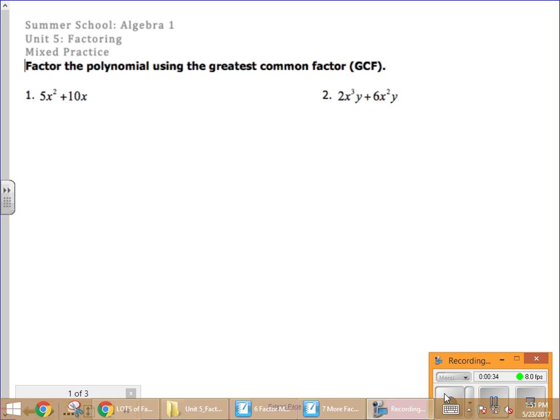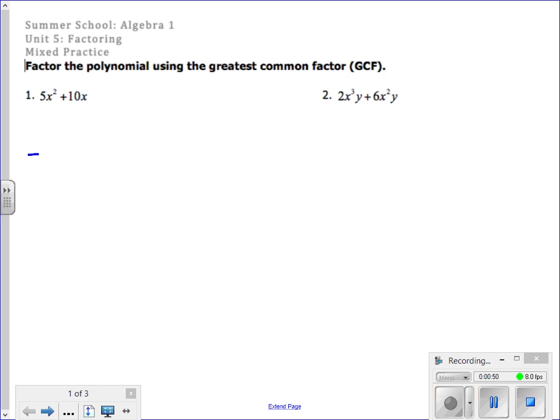So the first portion here, number 1 and 2, say to factor the polynomials using the greatest common factor. So we need to look for a greatest common factor, or GCF. When I do that, I'm going to look between the 5x squared and the 10x. Well, it appears that 5 and 10 both have a 5 in common, and also the x squared is 2 x's. They have at least one x in common. So I'm going to divide both terms by our GCF of 5x.